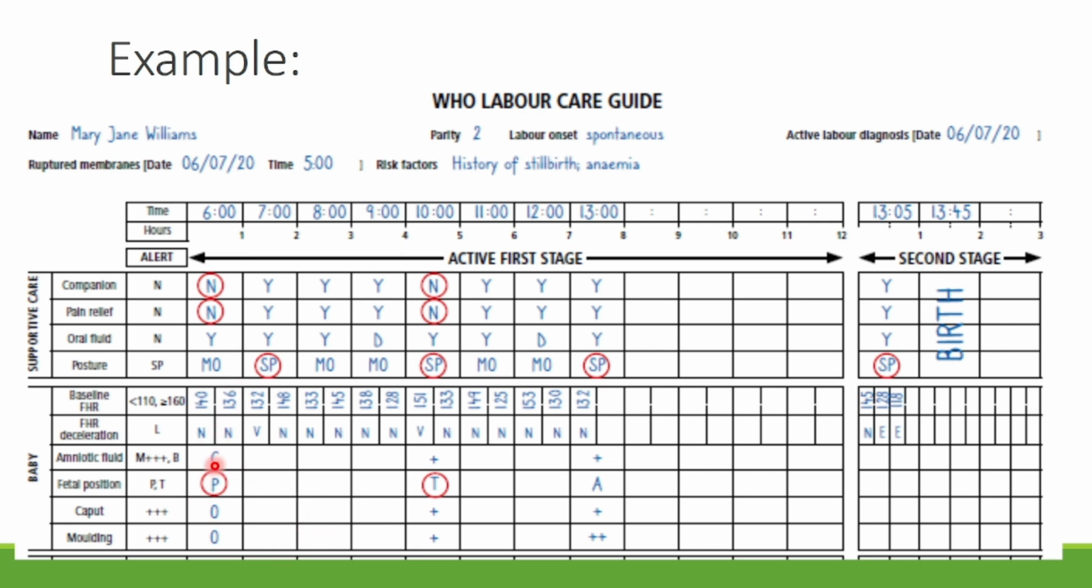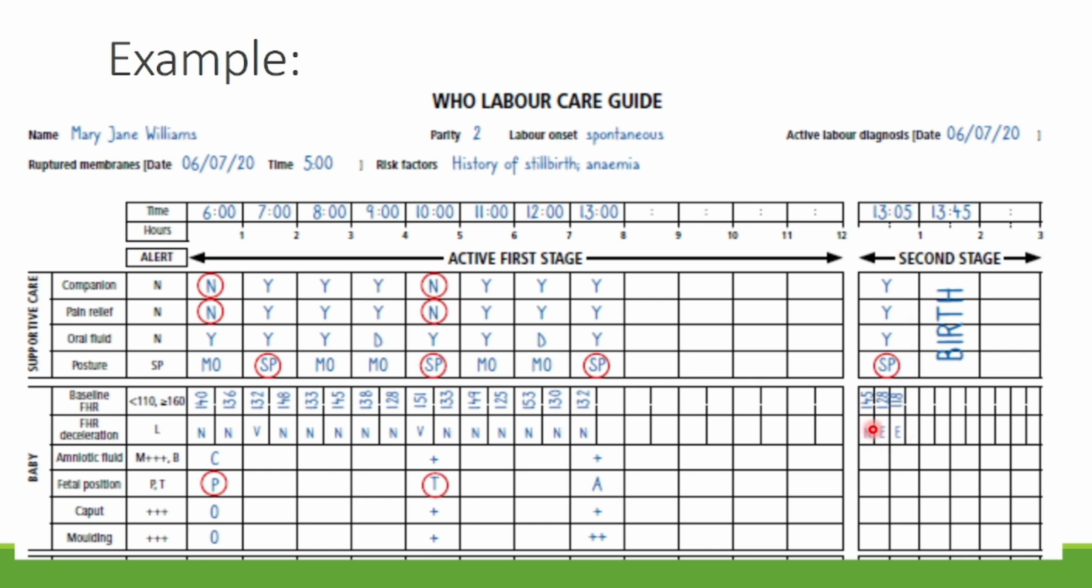We see here the fetal position: posterior, then transverse, then anterior, so this is good. The caput 1 plus is not plotted; 1 plus, 1 plus, 2 pluses, only the 3 pluses are considered significant. Then Mary entered the second stage of labor at 13.5. She was in the first stage, and then went into the second stage.